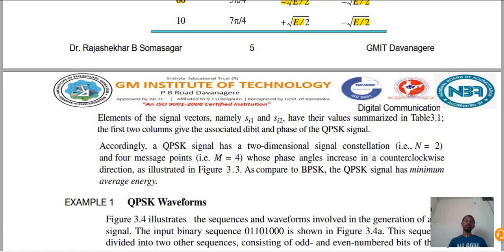As we have discussed in binary PSK, only one line we have drawn, that is N equal to 1, and there were only two message points, that is M equal to 2. But here M equal to 4, N equal to 2, and the phase angles increase in the counterclockwise direction, as illustrated in the figure. As compared to BPSK, the QPSK signal has a minimum average energy.